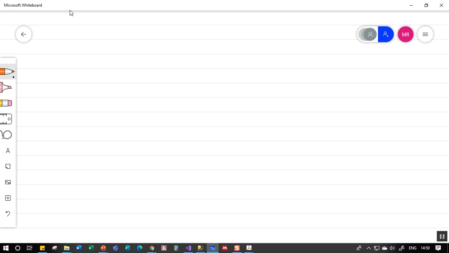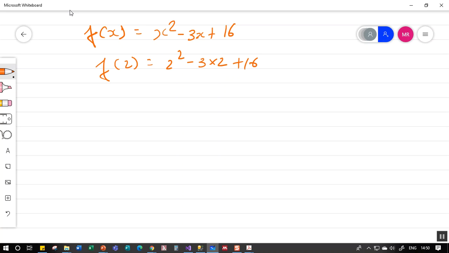You must have learned in your maths that f of x is equal to x square minus 3x plus 16. Now if I say f of 2, what will it do? It will say 2 square minus 3 into 2 plus 16, correct? The answer will be 4 minus 6 plus 16. It will be how much? 14.